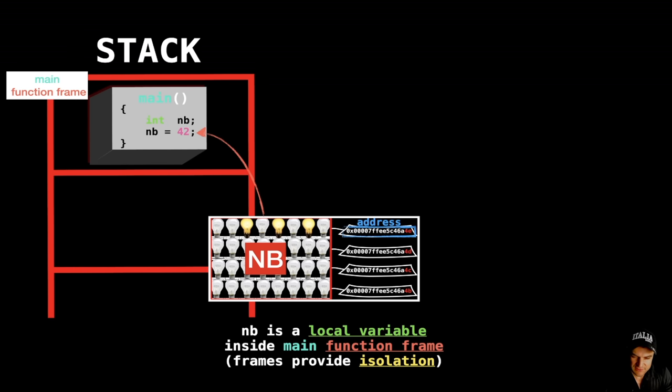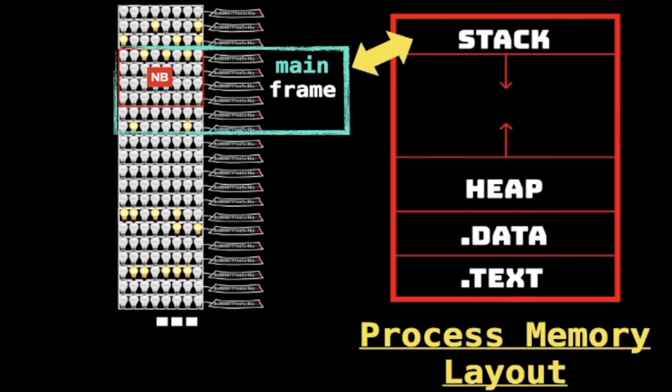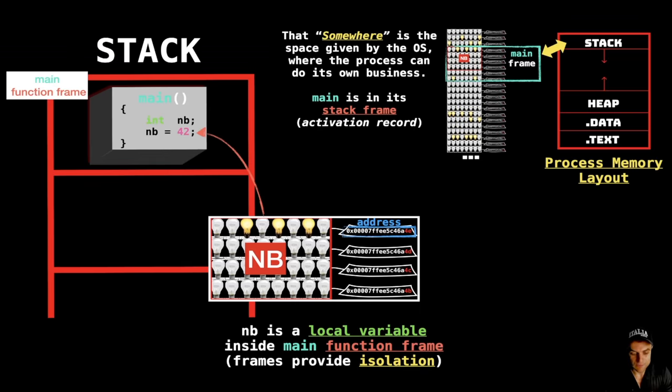Okay, let's zoom in a little bit so we can understand better. Here I have my stack, and inside my stack, I have this frame in which my main function lives. And inside this frame, I have some bits which are turned on and off. So somewhere in memory is the space given by the operating system where the process can do its own business. Of course, now we are inside the main function frame because we are inside that function.